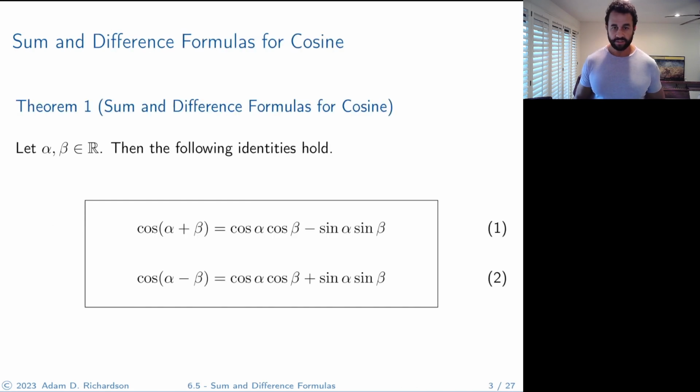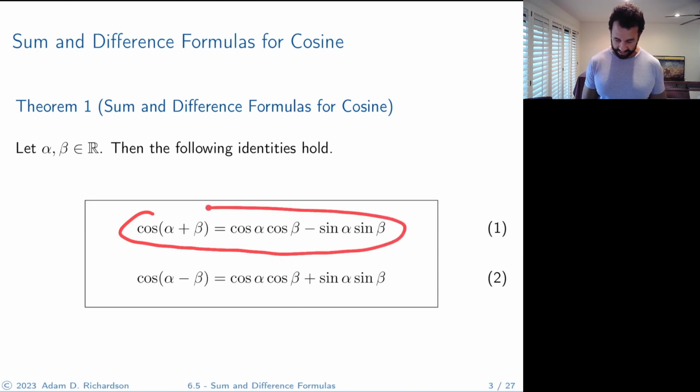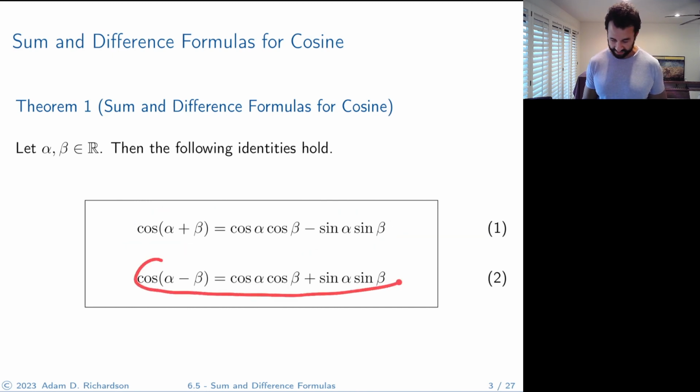Okay, so first let's look at the actual statement of the theorem. So let's say you've got two angles, alpha and beta. Alpha and beta are just real numbers, they're angles. Then the following identities hold. We have that the cosine of alpha plus beta is equal to cosine alpha times cosine beta minus sine of alpha times sine of beta. And then cosine of alpha minus beta is a little bit different. It's cosine alpha times cosine beta plus sine of alpha times sine of beta.